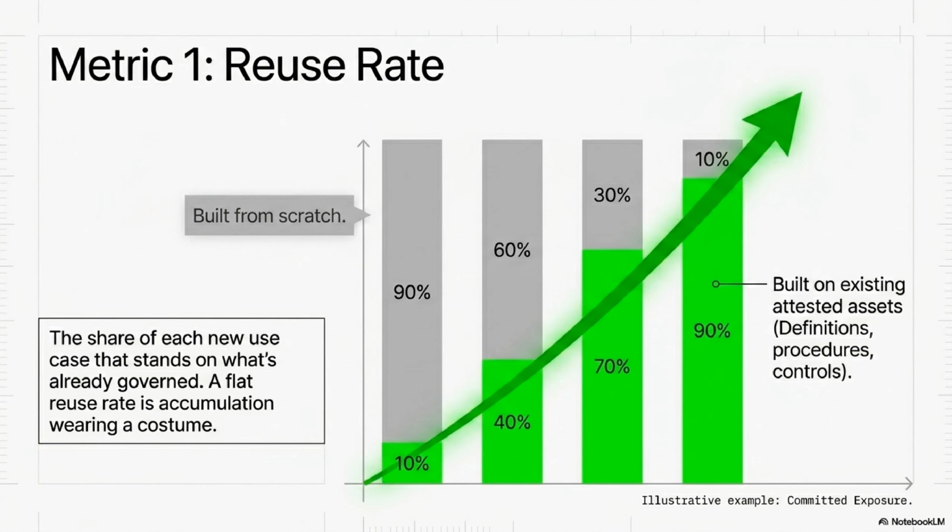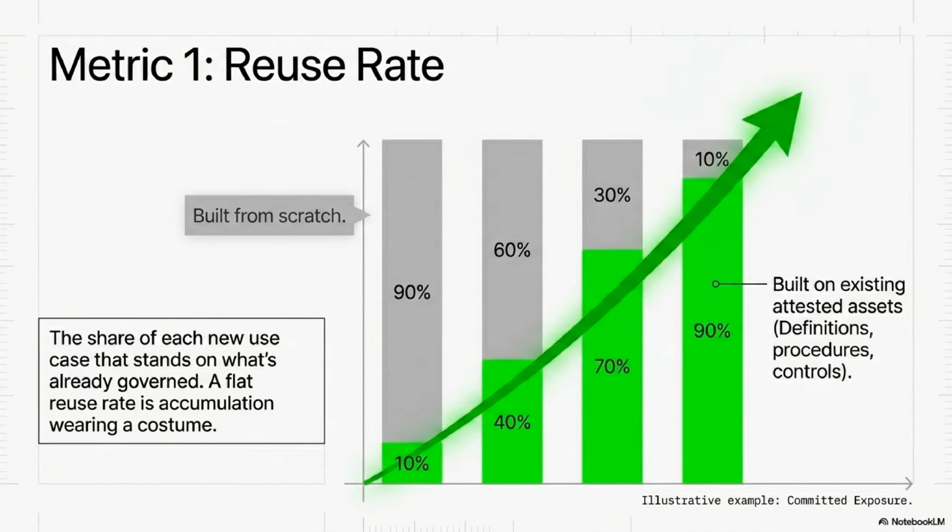Metric 1, reuse rate. Of everything a new AI use case needs, the definitions, the procedures, the controls, what share already exists as a governed, attested asset versus being built from scratch. Take committed exposure, the metric we've followed since episode 2. The first use case that needed it had to define it, find its golden source, and get an owner to attest. The next use case that touches committed exposure should not redo any of that. It should inherit it. If it does, the green segment grows.